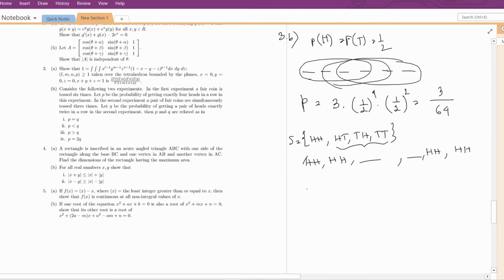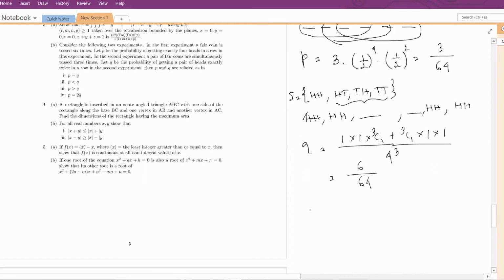So how is this done? This is Q divided by, among these 4 outcomes, how many ways can HH be done? 1 into, second time, 1 into, this place, any of 3, so 3C1. And for the other case, this will be 3C1 into how many ways this, 1 into 1, divided by the total number of cases. The sample space contains 4 points, and the experiment is done 3 times by tossing these coins 3 times. So this is 4 cubed. So Q is 6 divided by 64. The correct option is Q is greater than P.